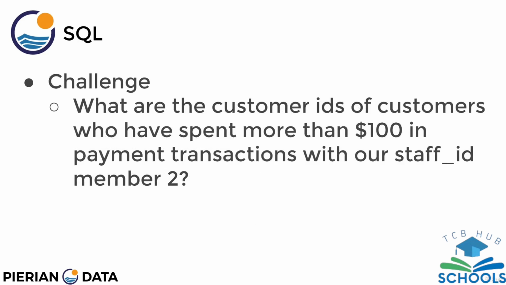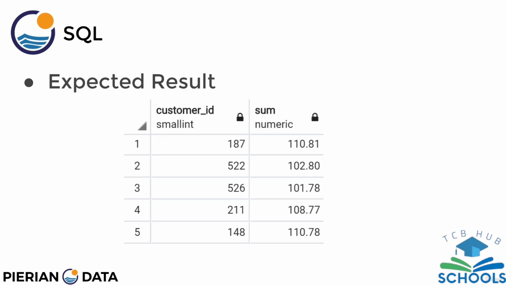All right, your next challenge is to answer the following. What are the customer IDs of customers who have spent more than $100 in payment transactions with our staff ID member number 2? Again, that's customer IDs of people who have spent more than $100 in payment transactions, but only with the payment transactions that occurred with the staff ID member number 2. Here comes the expected result. So there should be only 5 customers that have done this, and then here's the associated sum. So they're all over $100 here.